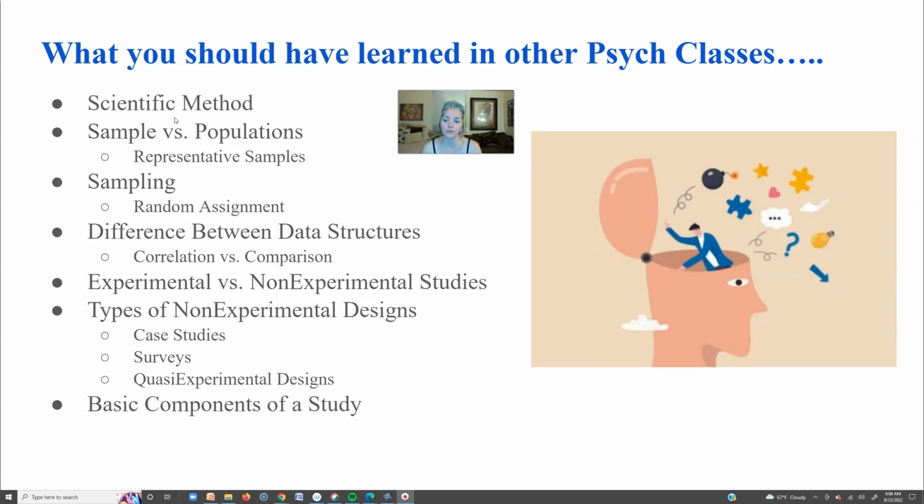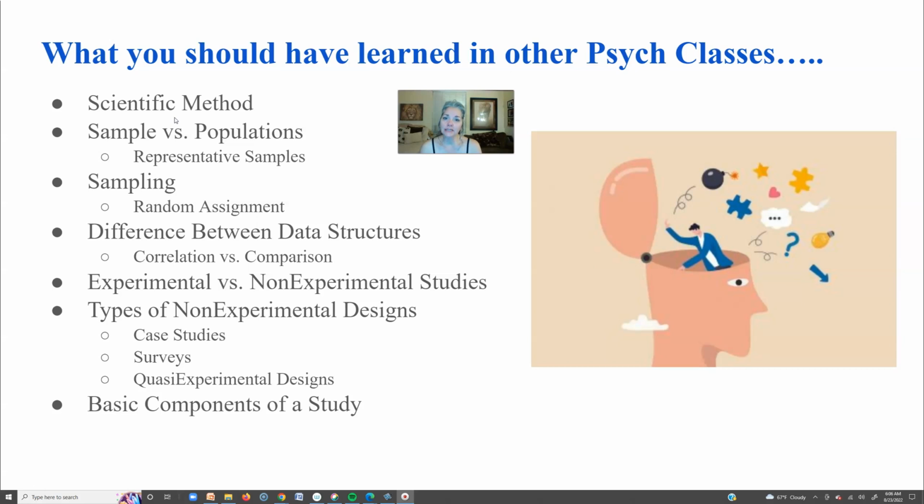You should know the difference between an experiment and a non-experiment. There are a variety of non-experimental studies, but experiments have very specific requirements, and we're going to go over the basics of that, and then we'll reiterate it throughout the course.